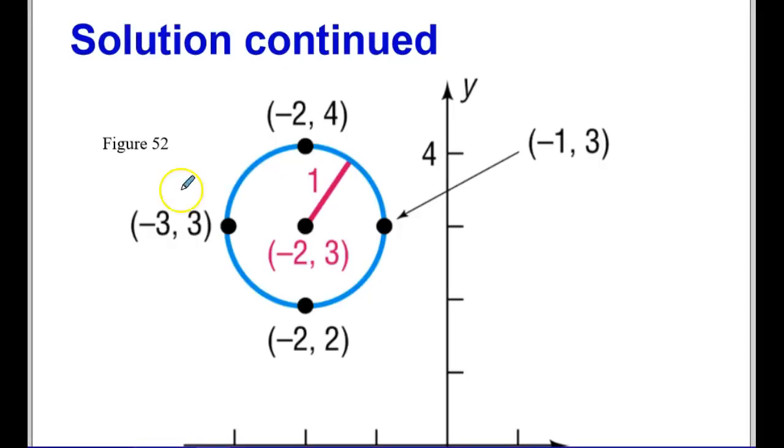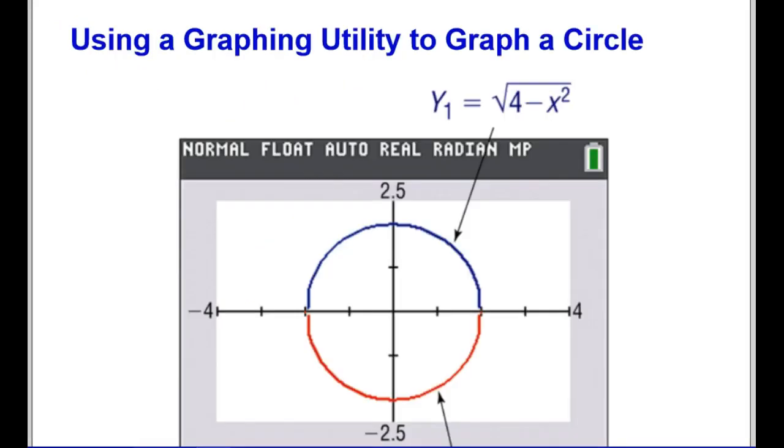So now I've graphed it. So we always graph the center first. We find the points that are 1 unit away, because our radius was 1, and we connect them and graph our circle. Okay, we can also use a graphing calculator or Desmos to graph my circles.